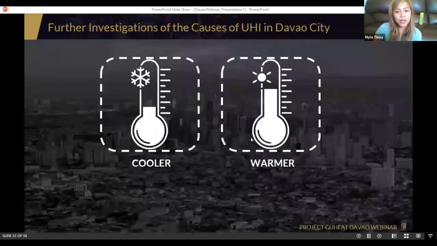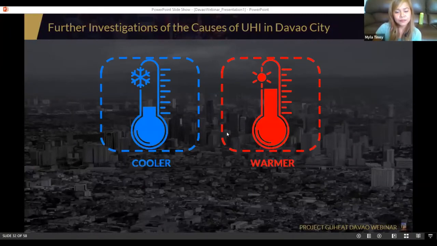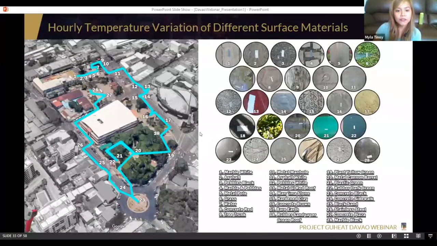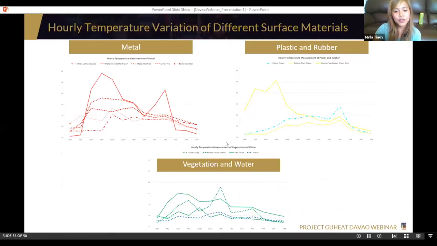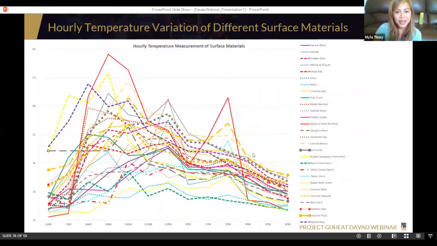Now, you might be wondering why there are temperature differences. Say, Davao City Hall complex, for instance, when we had our hourly measurement of surface temperature of different materials. So we observed that surface temperature of materials, such as these 4 categories, are extremely varied, especially by day, despite its similarities, whether in form or feature. Likewise, surface temperature of these materials, metal, plastic, rubber, vegetation, and water, have different morning measurements. So this is the combined line graph.